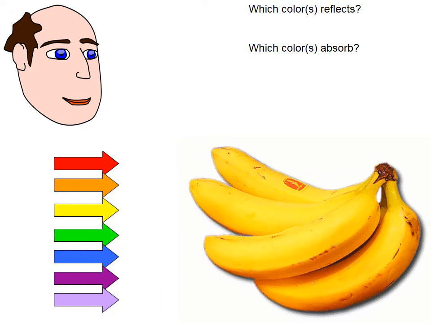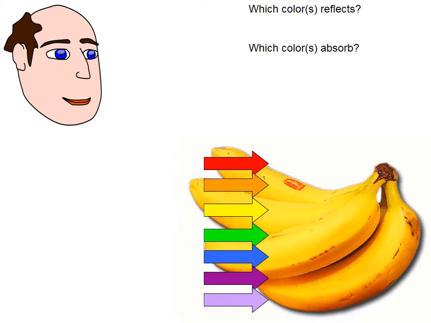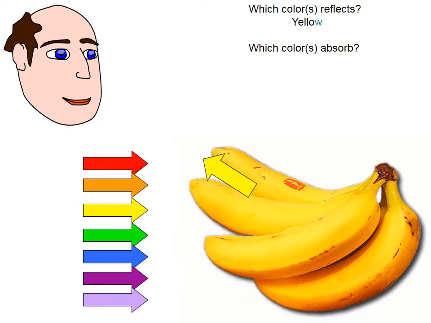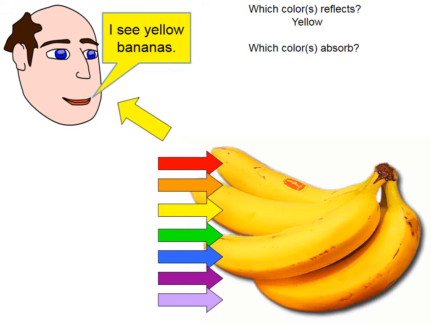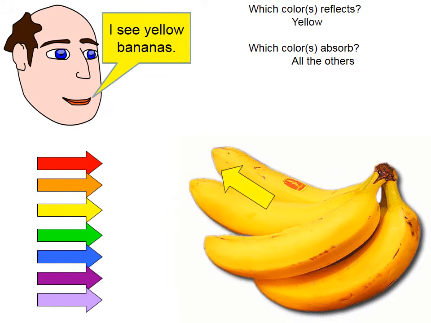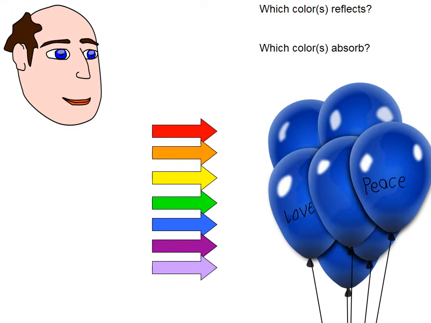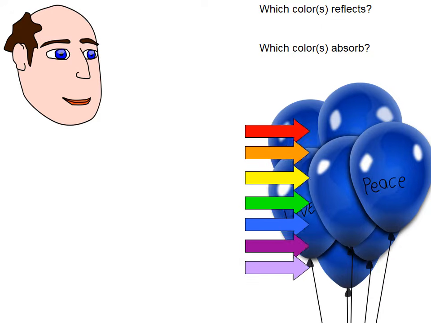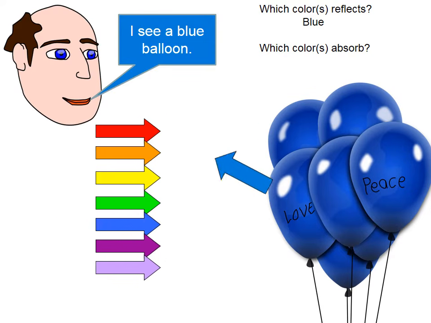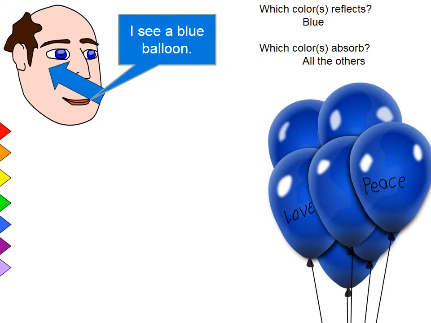So if we were to shine sunlight onto these bananas, which color or colors would reflect into the person's eyes? Which color or colors would be absorbed? Well, if the bananas appear yellow, that's because yellow is reflecting into your eyes. The other colors are absorbing into the banana. In this case, again, we have some balloons. Which color or colors would reflect and which would absorb? If the balloons appear blue, that's because blue light is reflecting into the person's eyes. All the other colors are absorbing.